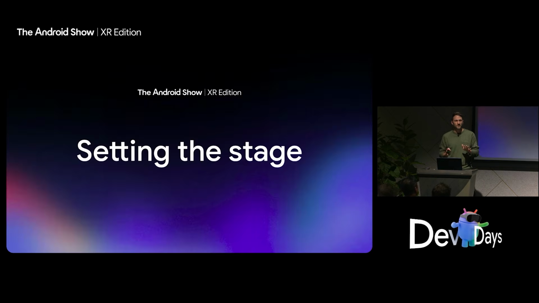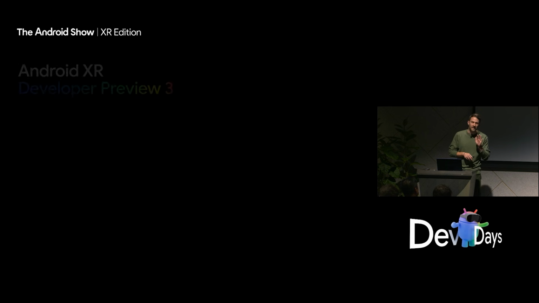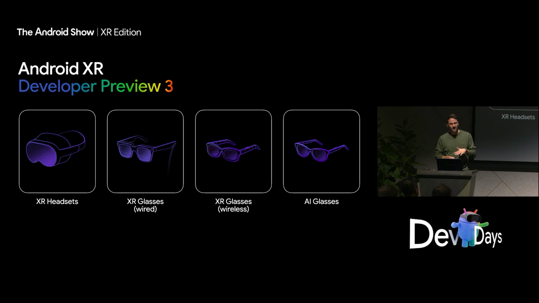Okay, so why are we here? With the release of the Android XR SDK Developer Preview 3, we are expanding support beyond XR headsets to new categories of devices, XR glasses and AI glasses. In October, we launched Galaxy XR in partnership with Samsung, the first XR headset powered by Android XR. And coming next year, Project Aura will be released in partnership with XReal. This device will be a new pair of wired XR glasses.